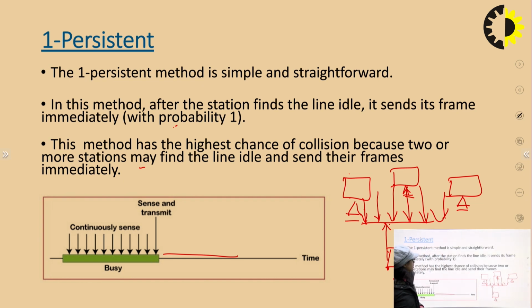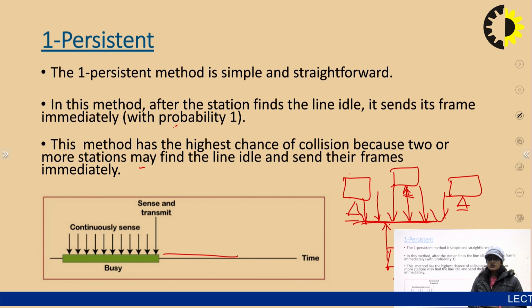So this method has the highest chance of collision, because more stations may find the line idle and send their frames immediately. Because what happens is, suppose some devices are waiting to transmit data, and as soon as the transmission medium becomes free, all devices attempt to transmit data on the medium. So there is the possibility that more than one device may attempt transmission at the same time. So there is the case of collision.